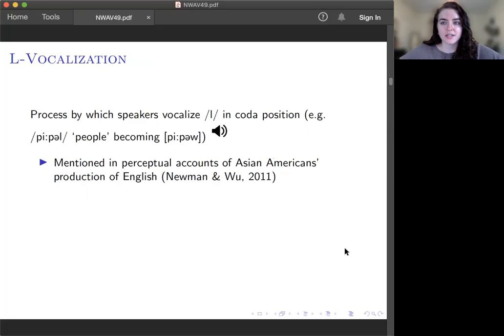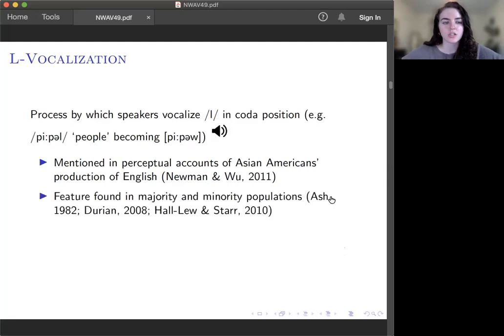L vocalization is our third feature, and this is the process by which speakers will vocalize L in coda position, as you can hear in this example. People. This is mentioned in perceptual accounts of Asian Americans' production of English. And it's a feature that is found importantly in minority and majority populations.